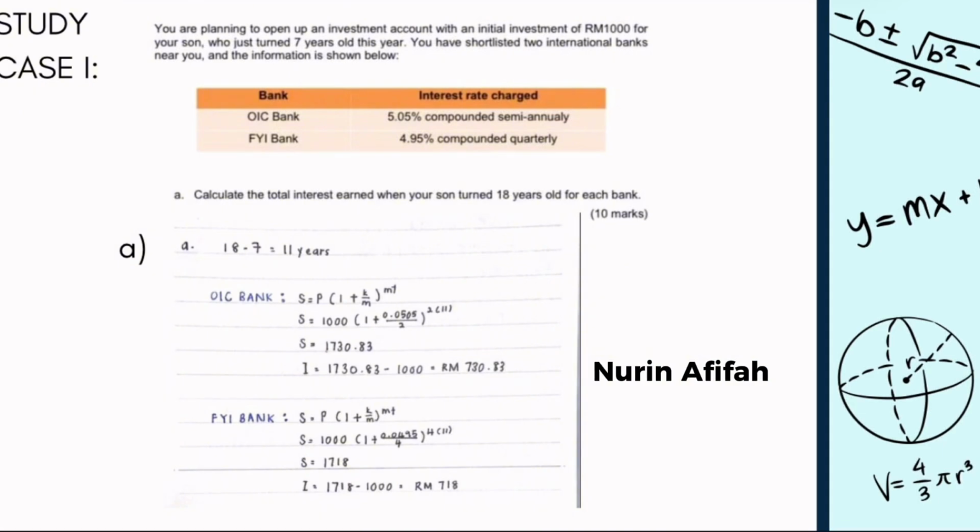Next, FYI Bank. The interest rate is 4.95% compounded quarterly. This time, 100,000 ringgit is P, 0.0495 is K, M is 4 because quarterly means 4 times per year, and T is 11 years. So I write it as S equals 100,000, bracket 1 plus 0.0495 over 4, power of 44, and I get 171,8. It's not ended here. We have to minus the answer with 100,000, and we will get 71,8.